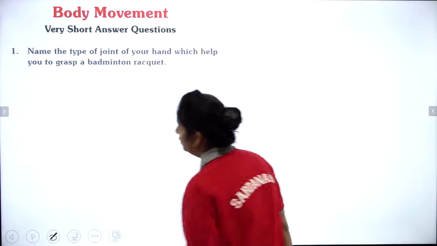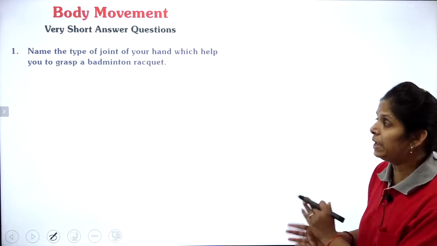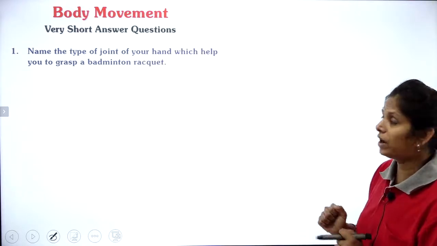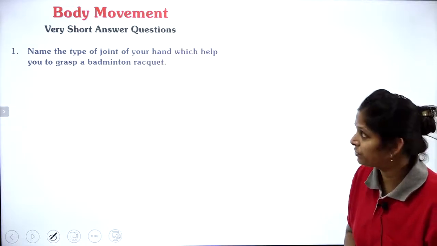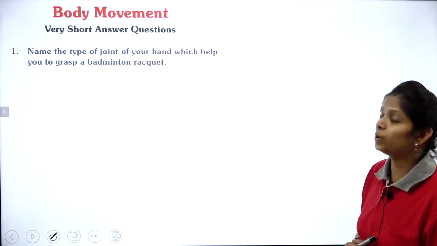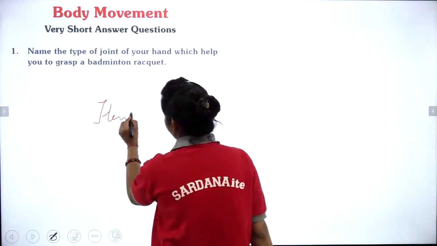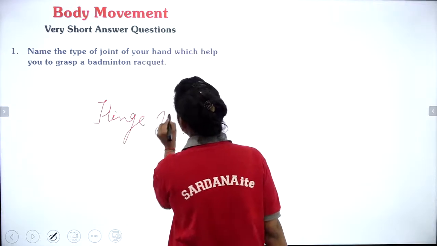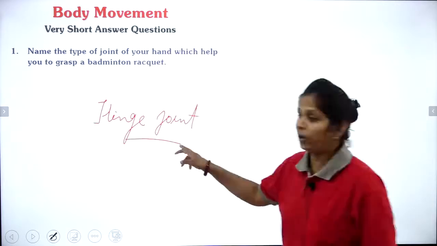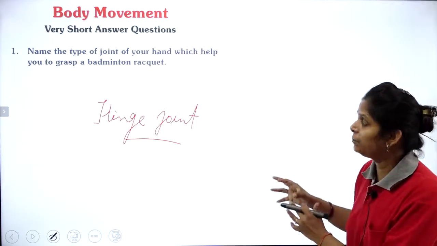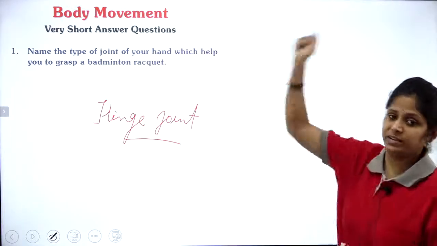Then after, we'll talk about very short answer type questions. First is, name the type of joint of your hand which helps you to grasp a badminton racket. You have to tell the type of joint here. For this, the right answer is hinge joint. This hinge joint of our hand helps us to grasp a badminton racket, just like this.